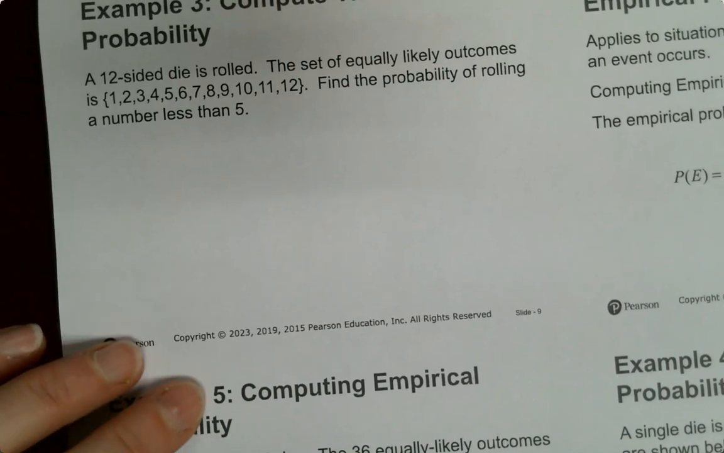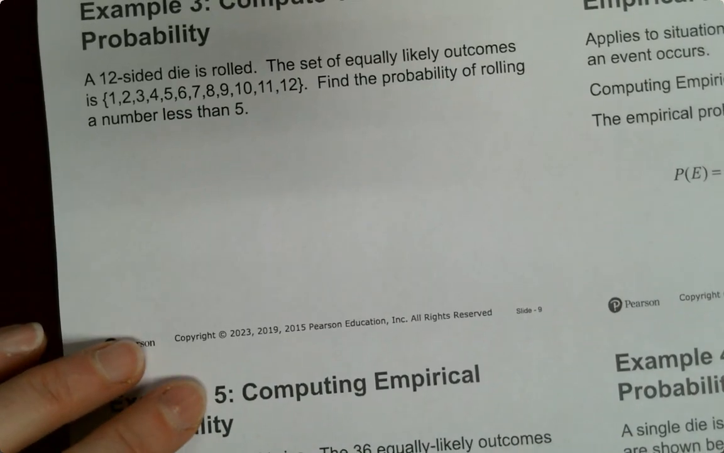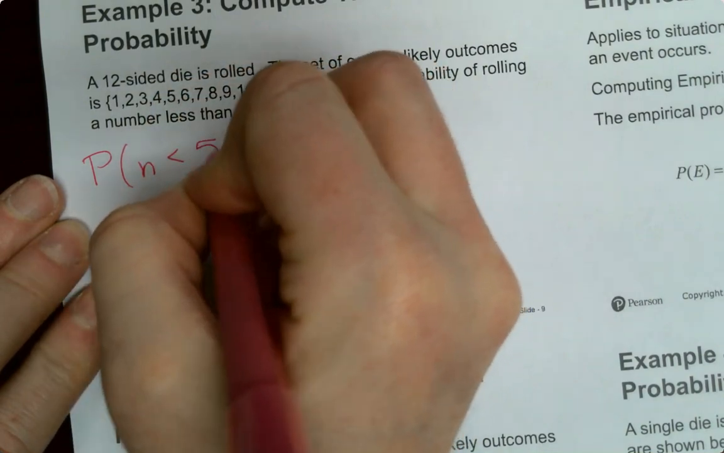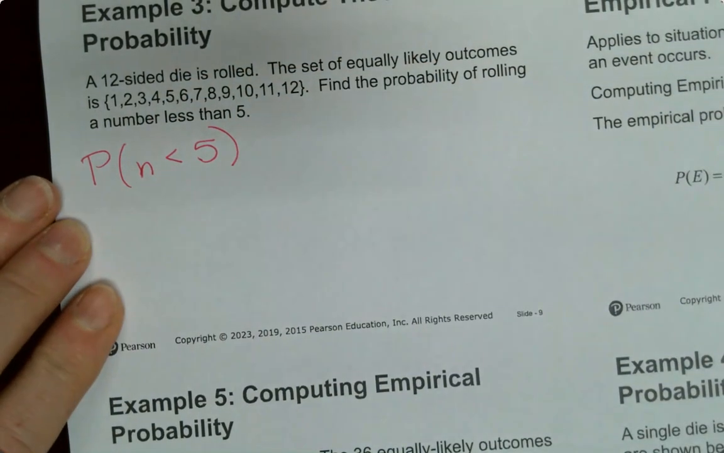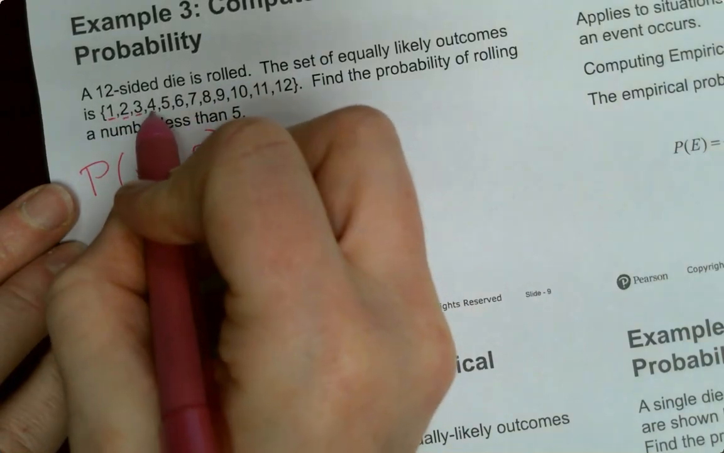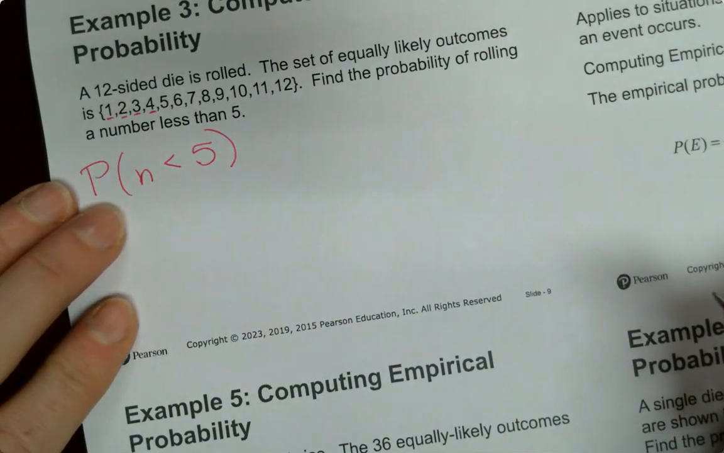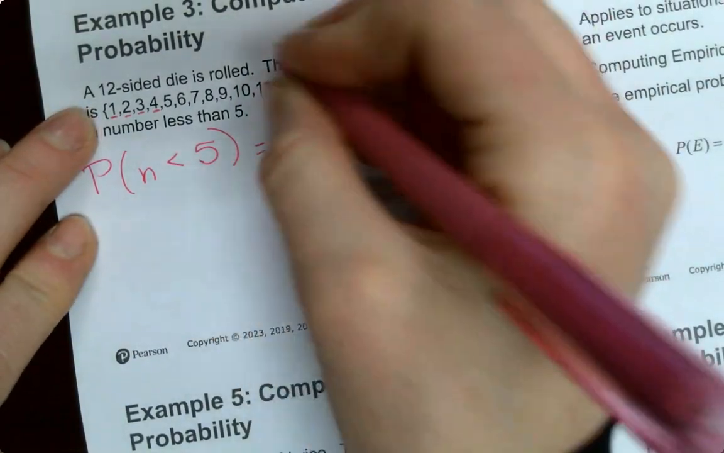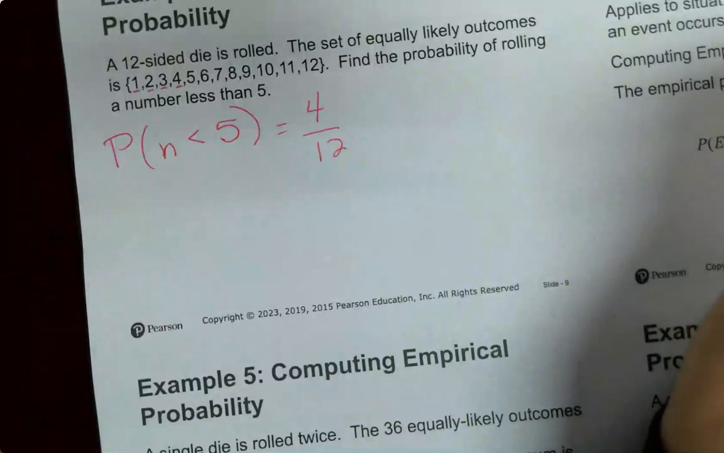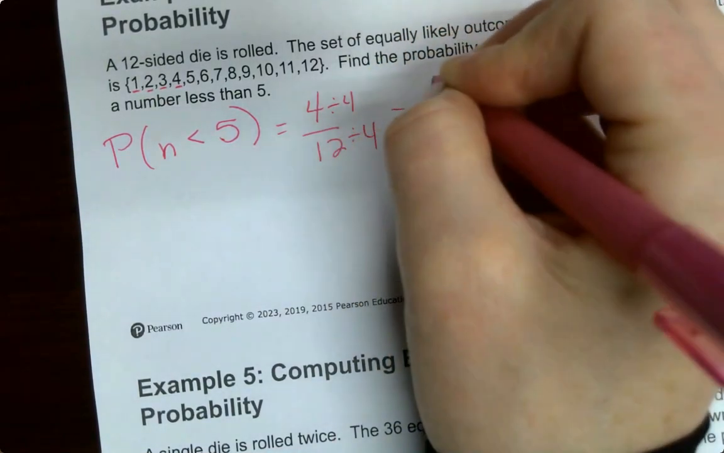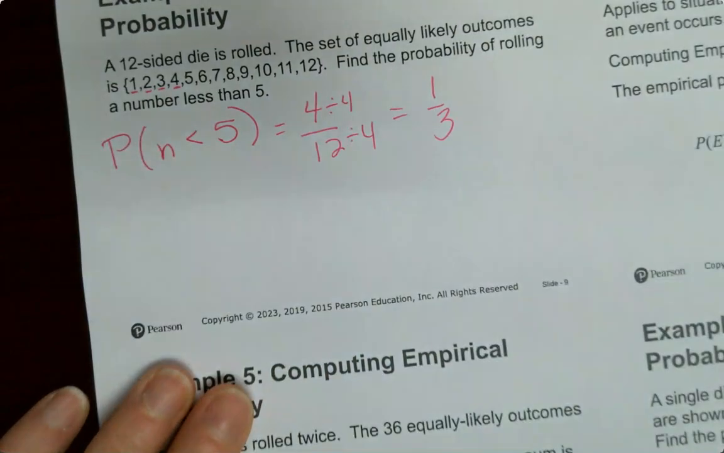Okay, let's look at a 12-sided die. We want the probability of rolling a number less than 5. So what I would do is go through and find all the numbers less than 5. Since it says less than 5, we do not include 5. So there are 4 out of the 12. You reduce that to 1/3.